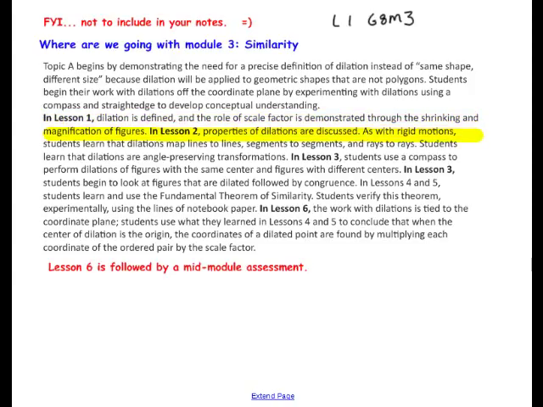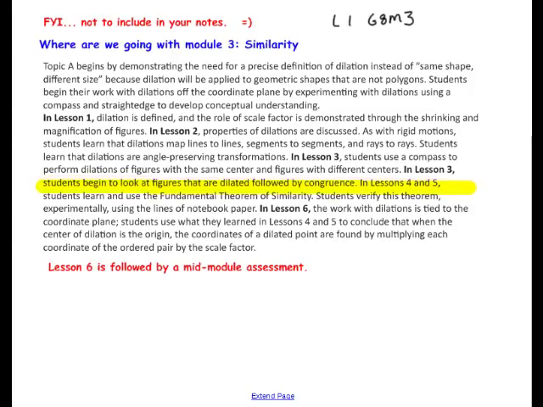In Lesson 2, properties of dilations are discussed. As with rigid motions, students learn that dilations map lines to lines, segments to segments, rays to rays. Students learn that dilations are angle-preserving transformations. In Lesson 3, students use a compass to perform dilations of figures with the same center and figures with different centers. In Lesson 3, students begin to look at figures that are dilated, followed by congruence.